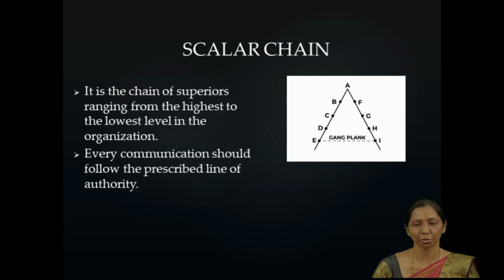Then B has to communicate to C, then C to D, then D to E. In this order only they have to communicate the information. They will never pass it on otherwise. They have to follow the order. This is called the scalar chain. It is the chain of superiors ranging from the higher level to the lower level. So every communication should be in the order. This is also called the line of authority.